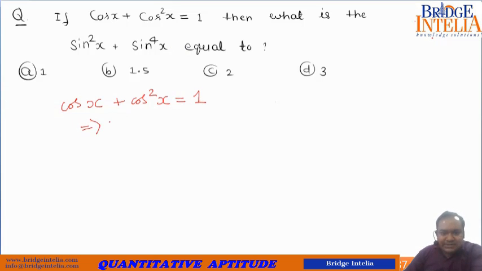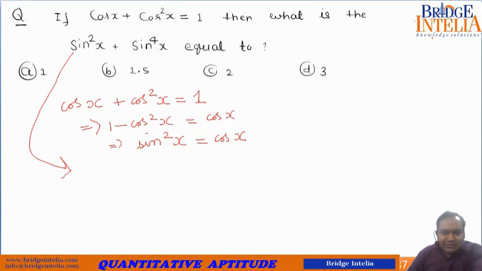So from here you can say that 1 minus cos square x is equal to cos x, and this is nothing but sine square x. So I can simply say that sine square x is actually equal to cos x. Okay. So now we have to find the value of this expression. We are asked to find the value of this expression. So the expression is sine square x plus sine to the power 4x. So sine to the power 4x can be written as sine square x whole square.